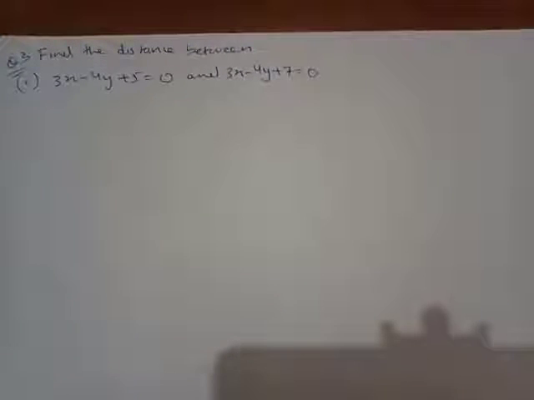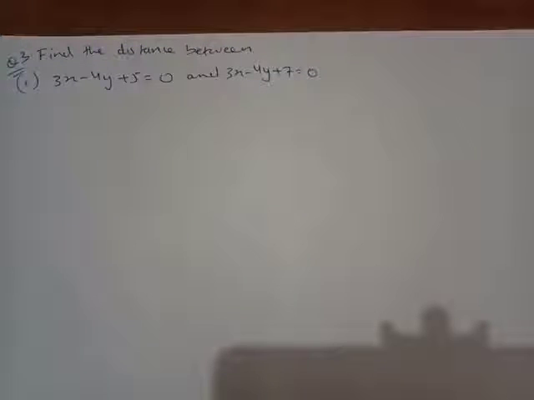Okay, let's see. Now they said find the distance between 3x minus 4y plus 5 equals 0 and 3x minus 4y plus 7 equals 0. So there are two equations over here and I have to find the distance between them. But you are going to say, sir, you didn't teach us this. How can we do a question on this? But I have taught you how to find the distance between parallel lines.